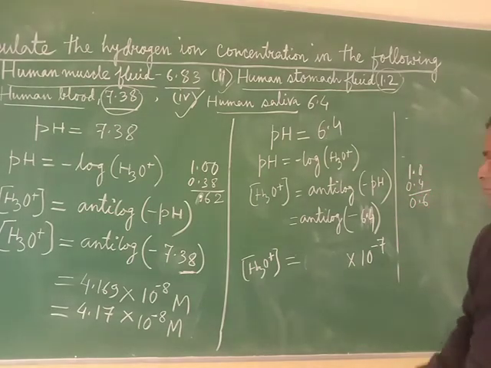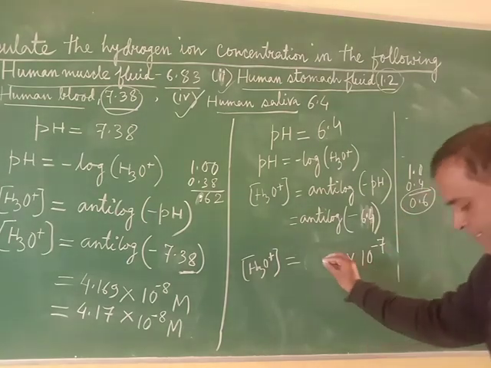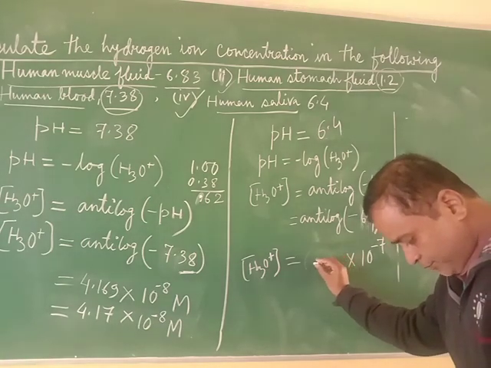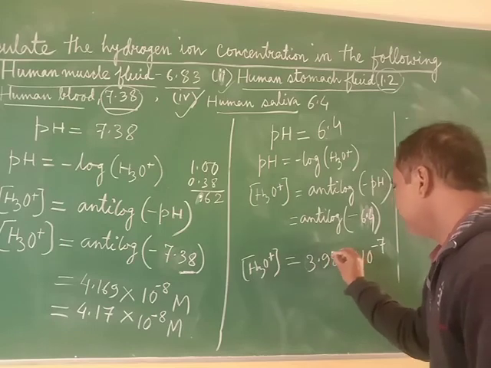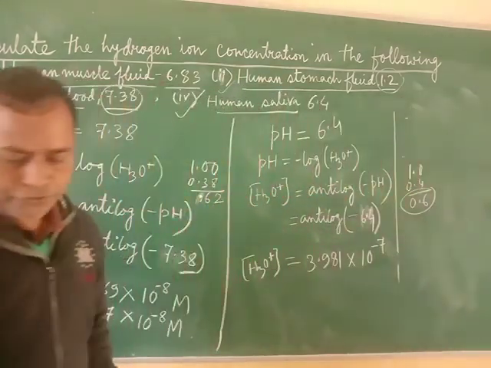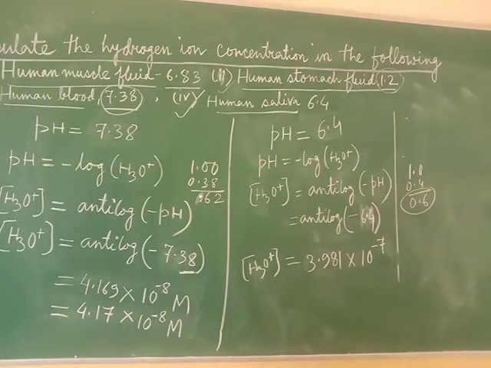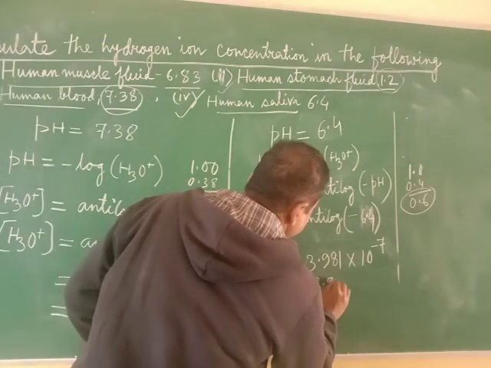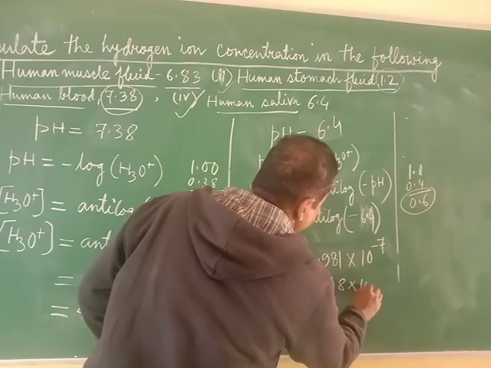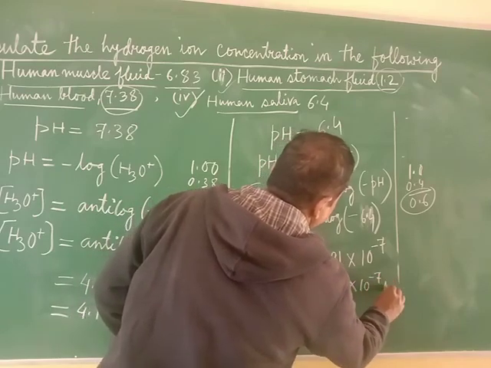That means we have to calculate the antilog of 0.6. So what is the value of antilog of 0.6? It is 3.981. So 3.98, you can write it up to 2 places, 3.98 into 10 to the power minus 7 moles.